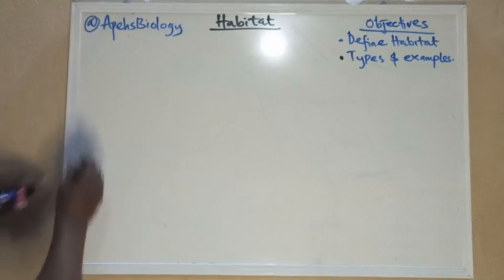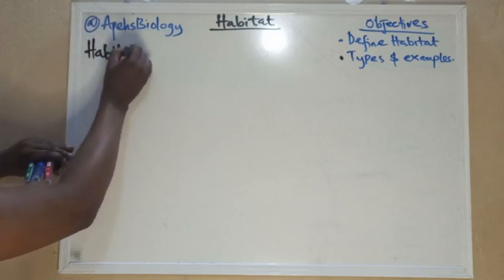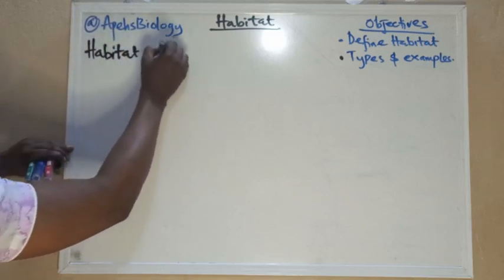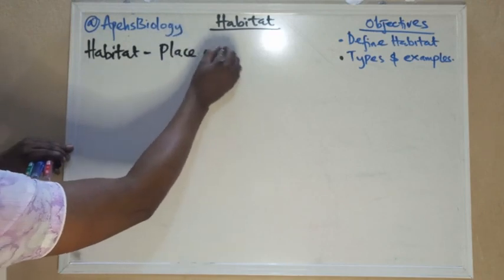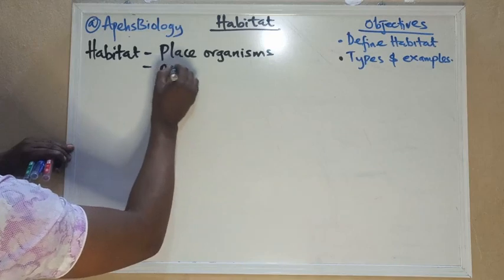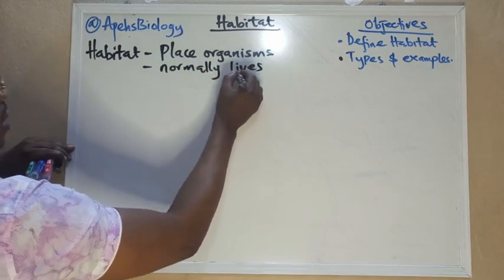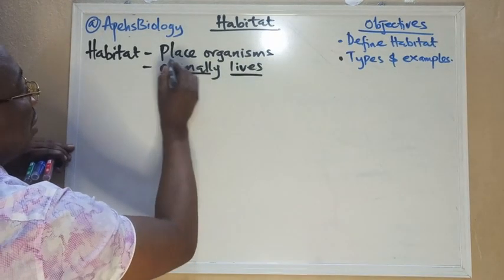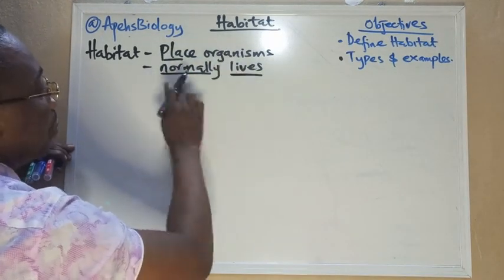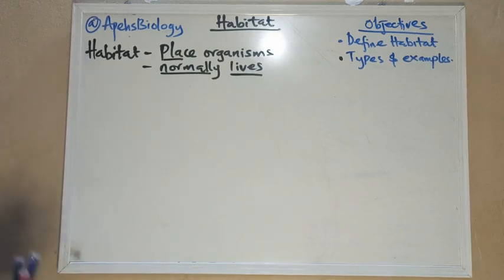Okay. For the definition, here we say habitat. Very easy. It simply means the place where organisms normally live. The place where organisms normally live is known as what? Habitat. That's the definition. Now let's go to the types of habitat.